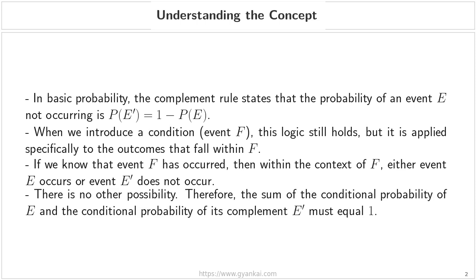Because these two outcomes cover every single possibility within our new space, the sum of the conditional probability of E and the conditional probability of E prime must equal exactly 1. As we are about to see in the next slide, we can actually use this logical certainty to mathematically derive the formula we'll be using for our calculations. Now that we've established how the sample space shrinks when an event F occurs, let's dive deeper into the concept behind this property.